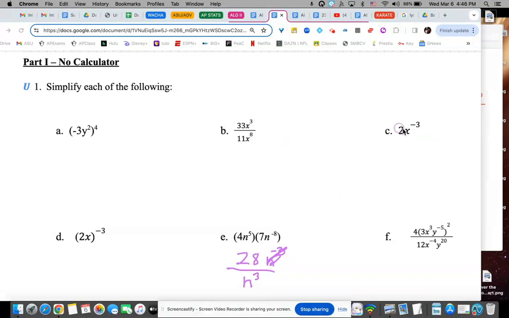So a power of a power, like up here, you are multiplying exponents. But when you have two things multiplied, you're adding exponents. Okay, so a little different.